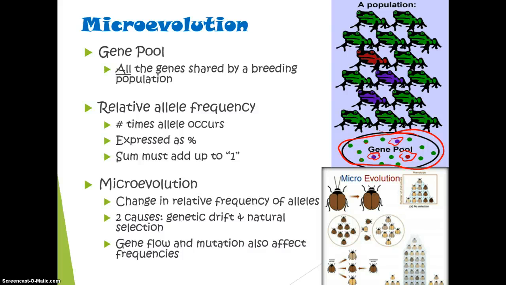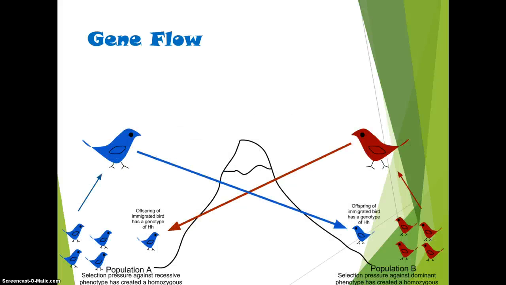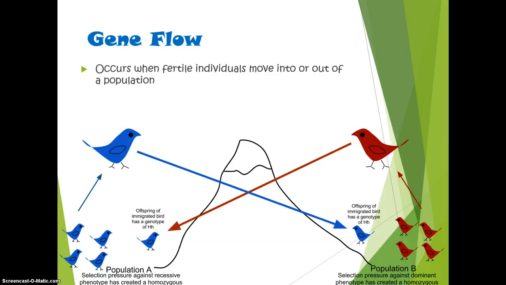Gene flow and mutation can also affect frequencies. That's kind of getting back to that learning target: how do mutations affect evolution? Questions? Write them down. Gene flow, let's talk about that. This goes back to learning target number 3, which says recognize examples of gene drift and gene flow. So we're talking about gene flow right now.